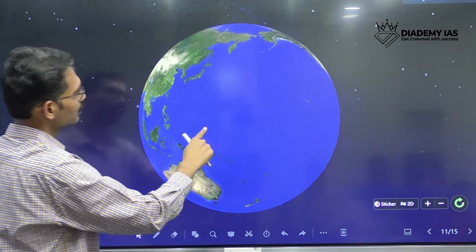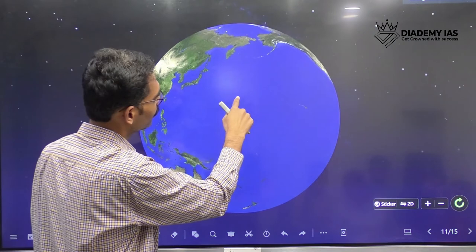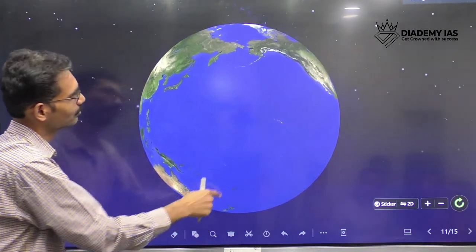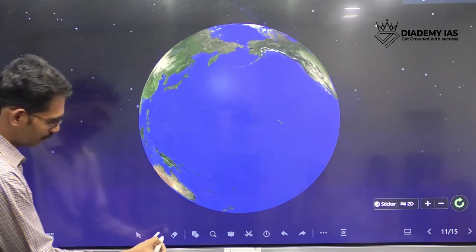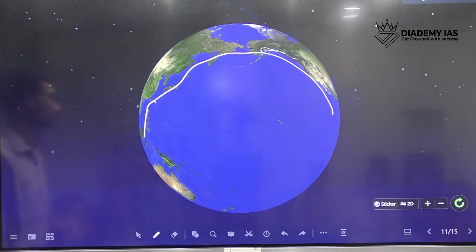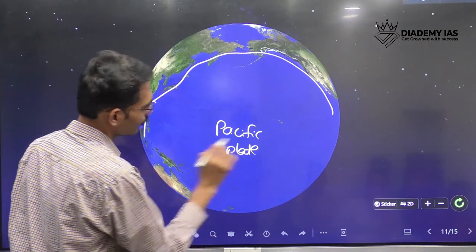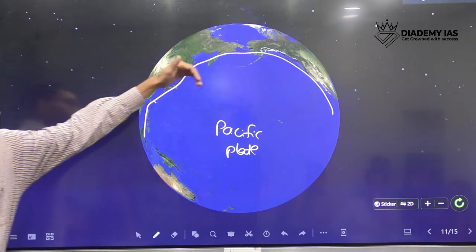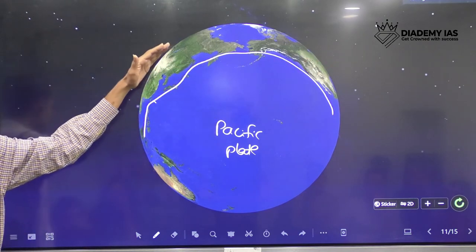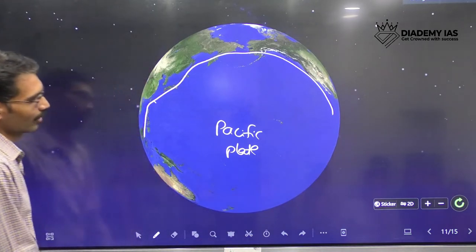In 2011, there was a huge tsunami in Japan, and one nuclear reactor also got damaged, and the entire world was afraid of that particular damage. Because it is located on the boundaries of these plates. This is the Pacific plate. Now you can see how big the Pacific plate is. And this side the North American plate, this side Japan and the Eurasian plate, this side the Indo-Australian plate, and this side the South American plate. So this is how you have to imagine.